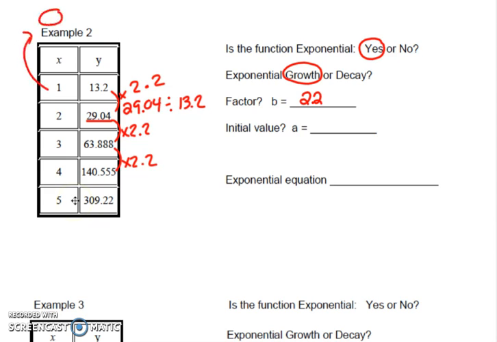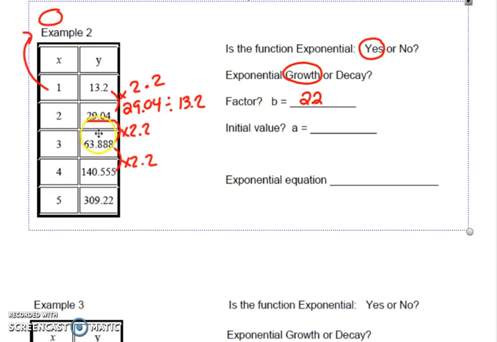Okay? So in the past, we've subtracted or added going backwards, but with exponential functions, you have to multiply or divide. So since they are multiplying this way, I'm going to divide going backwards. So I would do 13.2 divided by 2.2. Again, 13.2 divided by 2.2, and you should get 6, which is a nice number. So my initial value is 6, my growth factor is 2.2.